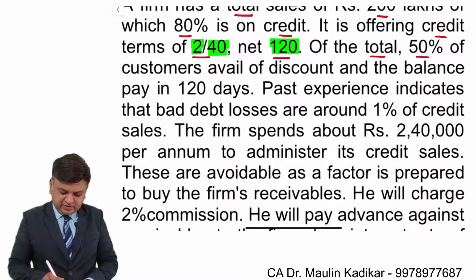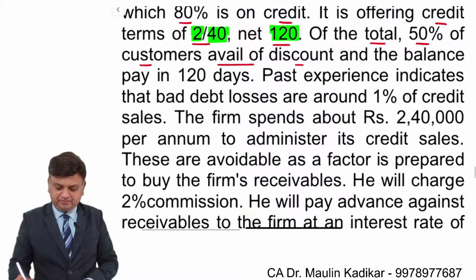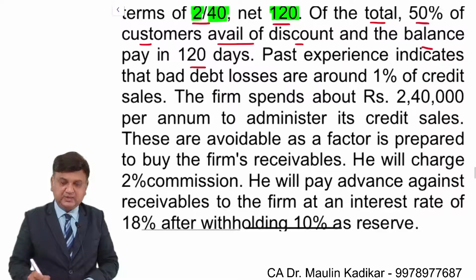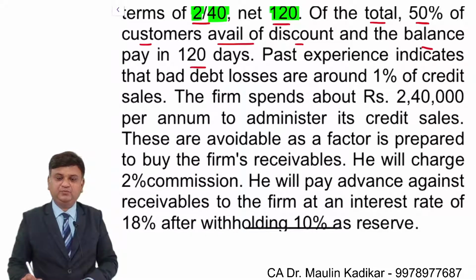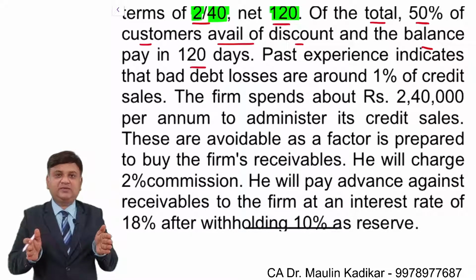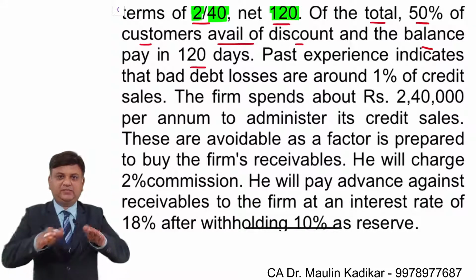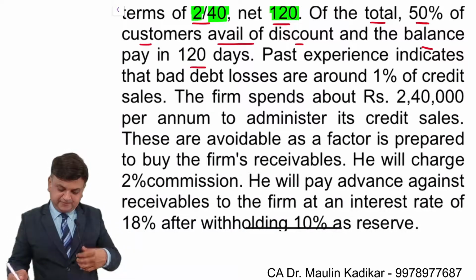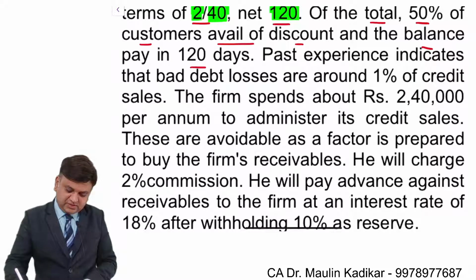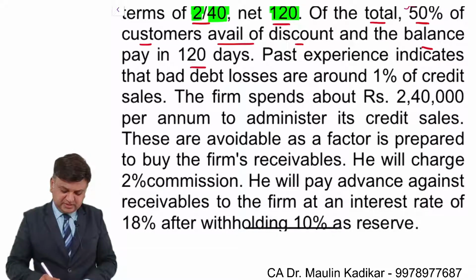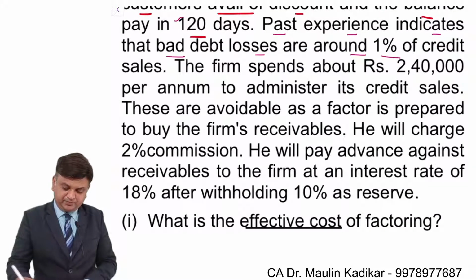Of the total, 50% of the customers avail discount, and the balance will make payment in 120 days. So the total credit sales that we have is divided into two parts. 50% are availing discount, and the remaining 50% are making payment in 120 days. Past experience indicates that bad debt losses are around 1% of the credit sales. So the percentage of bad debts is given.